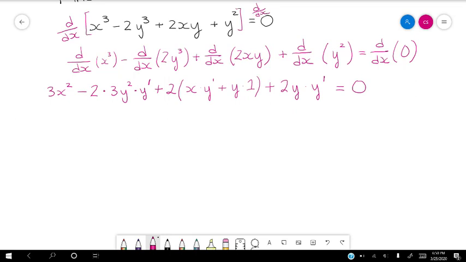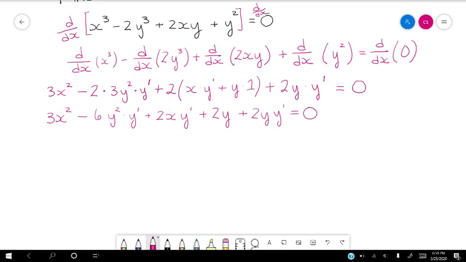All right. So now is the time to clean up everything. So let's go through and clean up all our terms. Okay, second term, let's see. We can do a 2 times 3 is 6, y squared, and then we have our y prime or dy dx. Here, let's distribute our 2. So we have a 2x y prime plus 2y. And then we have plus 2y y prime equals 0. Okay, and I think that's as far as the simplifying goes on the left.